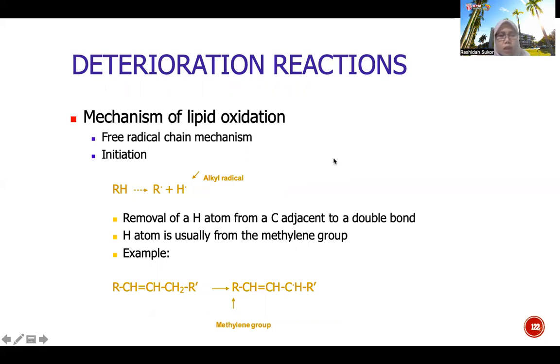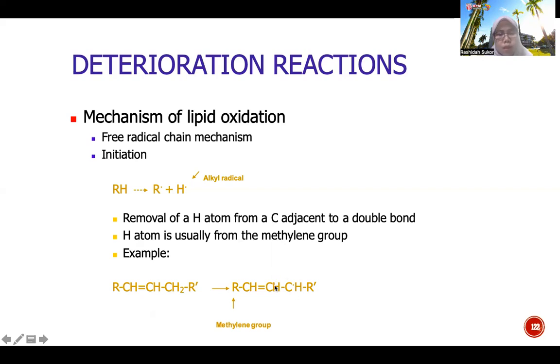Okay, removal of an H atom from the C adjacent to the double bond, meaning that if you have this C double bond, it has an H. So the H atom is usually removed from the methylene group. The methylene group is the R group, the one that is CH3, CH2, the methylene group. Alright, so in this example, this methylene group, wait a moment, 1, 2, 3, this one is the methylene group, CH2.